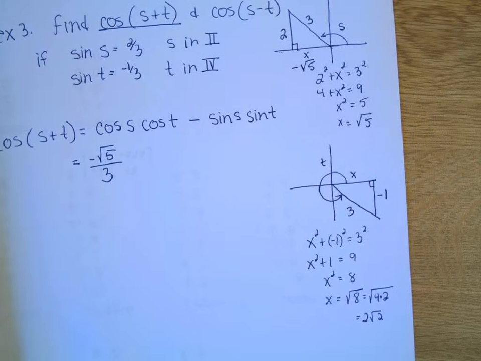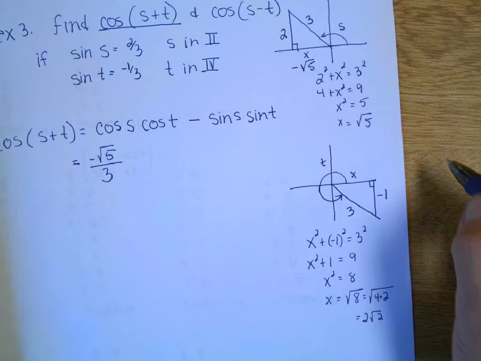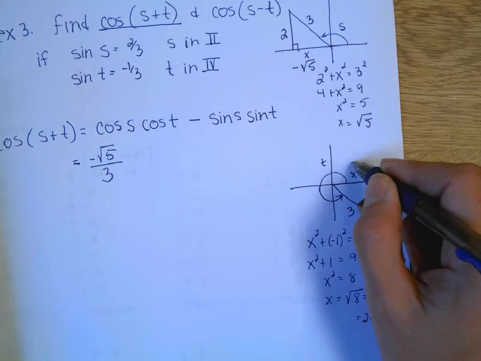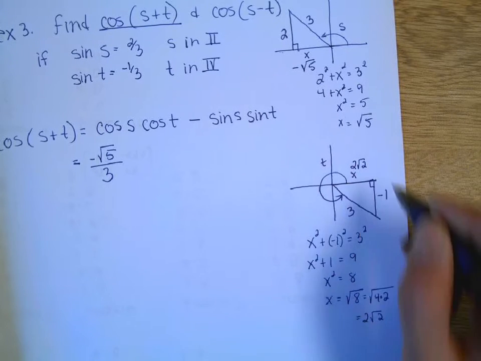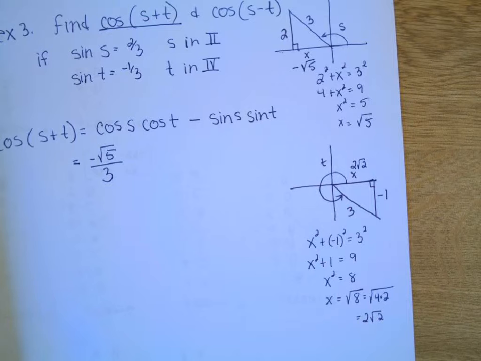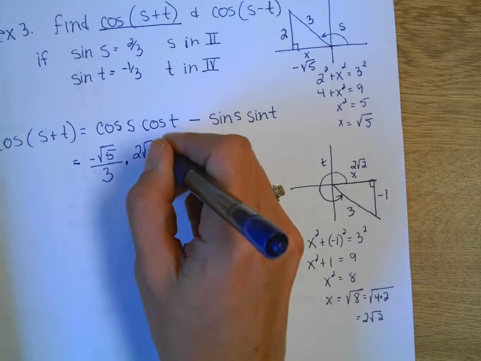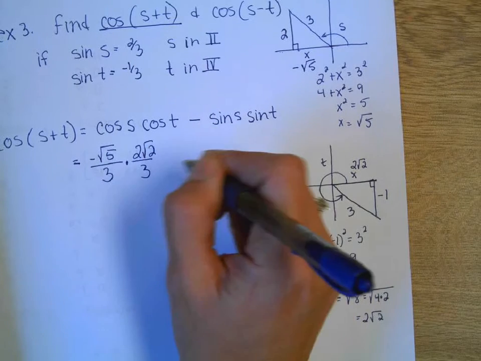And is that going to be positive or negative? Take a look at the direction that x is in. Positive, 2 square root of 2. Cosine. Wait, hold on. Okay. Adjacent over hypotenuse. So it would be 2 square root of 2 over 3. Very good. So now my next one is 2 square root of 2 over 3.